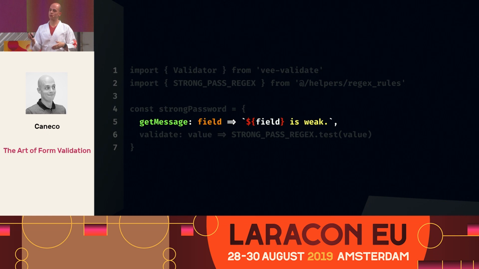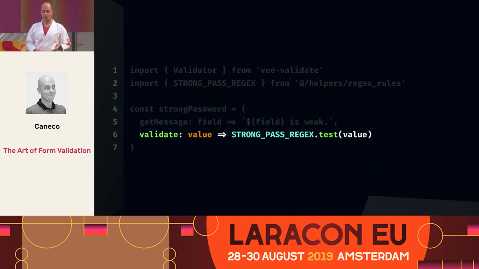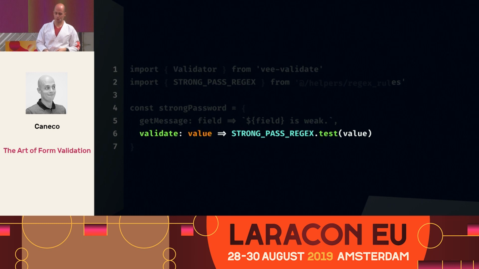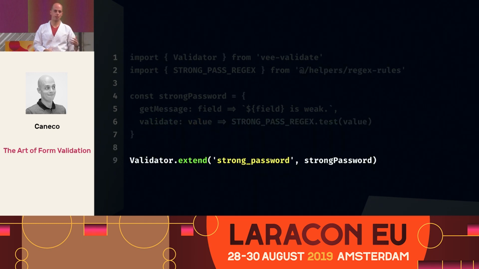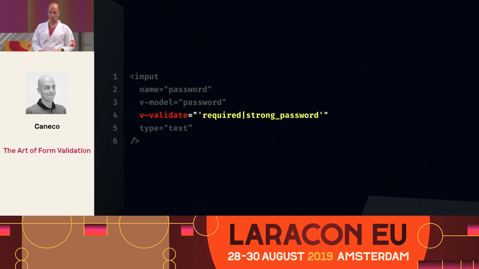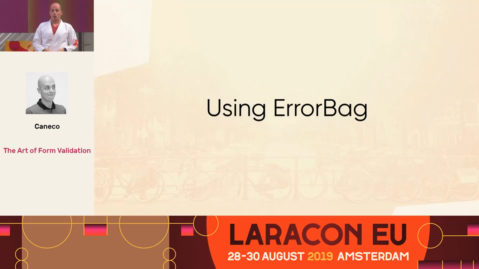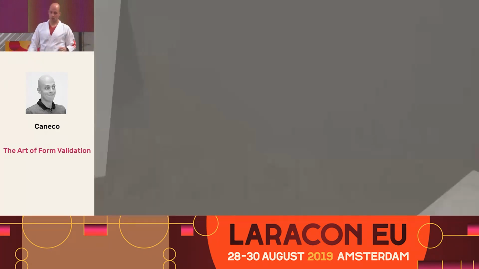For example, if the validation fails, what message should I show to the user? And then you say what's the validation formula that you need for that validation. And then you extend the validator. Pretty darn simple. And then you just use it, and that's it. And pretty much like Laravel, it has its own error bag. And we all love error bags.